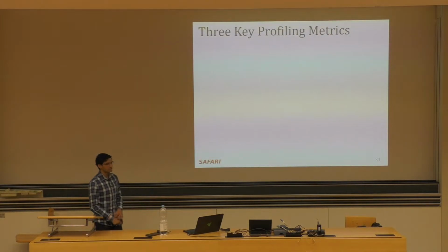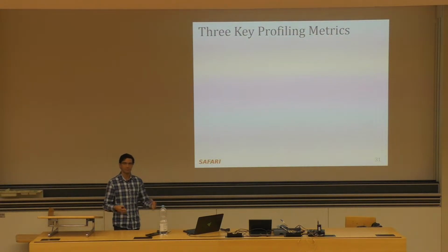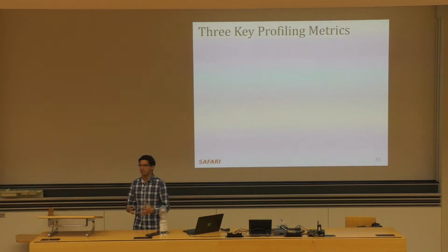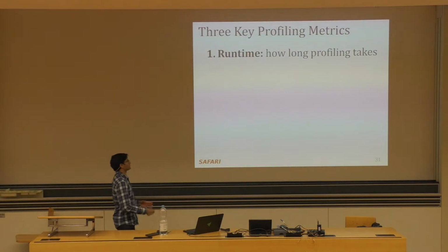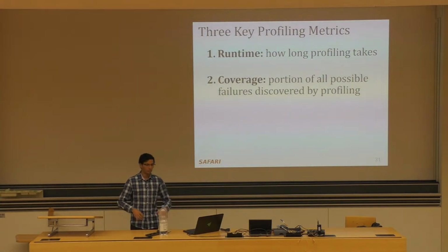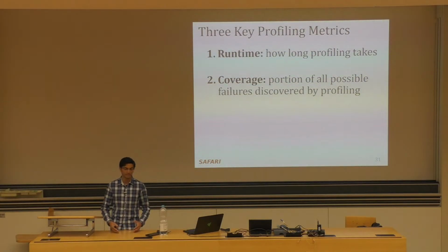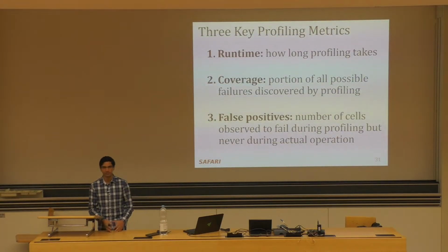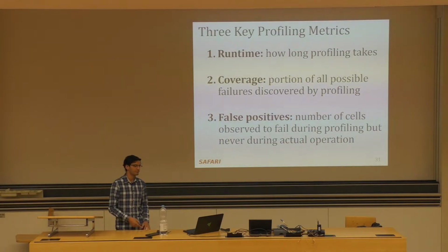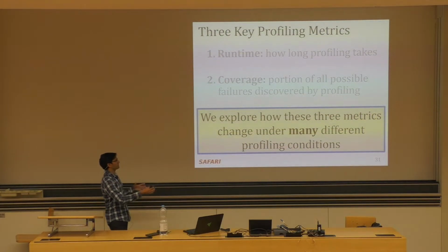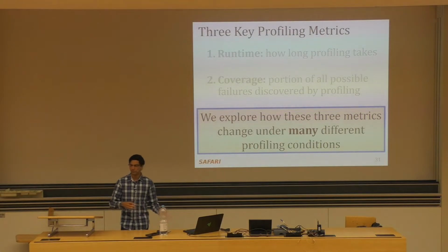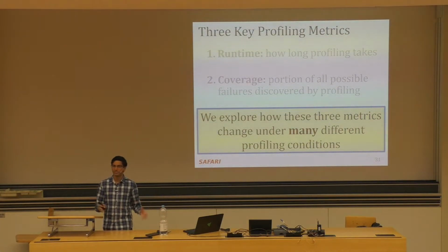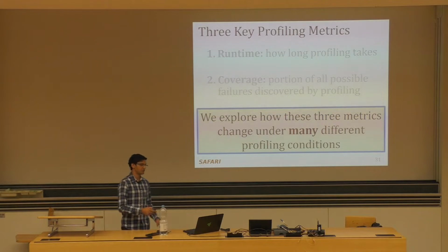And so in order to do this analysis, we identified 3 key metrics that are useful for categorizing any type of profiling mechanism. The first is runtime, which is essentially how long does profiling take. The second is coverage, which represents what proportion of all possible failures are actually discovered by the retention failure profiling mechanism. And the third is false positives, right? Which is how many cells do we observe to fail during profiling, but that don't ever actually fail during normal operation. And so we explore these 3 metrics across many different profiling conditions, many different devices and so forth, and we try and understand the trade-off space here in order to answer our 3 questions.